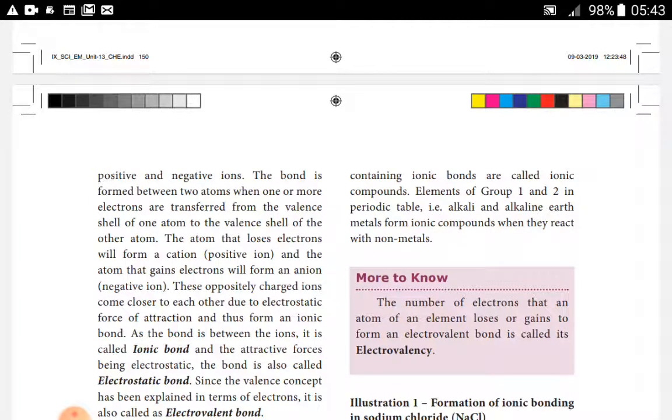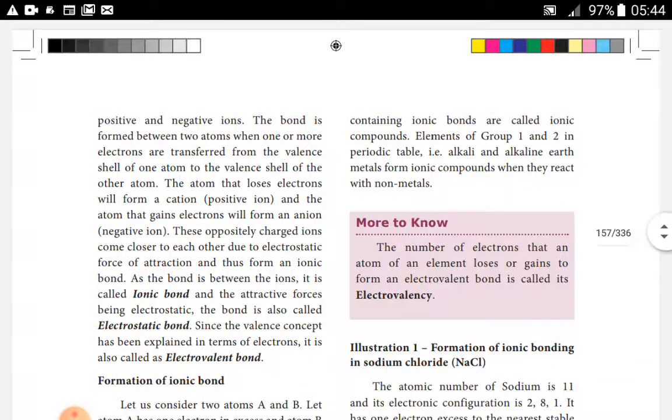The atom that loses electron will form a cation, positively charged ion, and the atom that gains electron will form an anion, negative ion. These opposite charged ions come closer to each other due to the electrostatic force of attraction and thus form an ionic bond. The bond is between the ions, it is called ionic bond, and attractive forces being electrostatic, the bond is also called electrostatic bond. Since the valence concept has been explained in terms of electron, it is also called electrovalent bond.